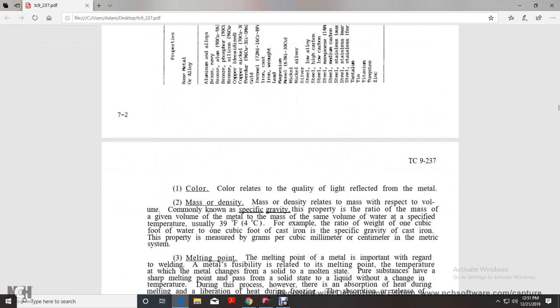Color. Color relates to the quality of light reflected from the metal. Mass density. Mass density relates to the mass of a given volume of a metal, commonly known as specific gravity, the ratio of the mass of a given volume of the metal to the mass of the same volume of water, specified at a temperature, usually 39 degrees Fahrenheit. For example, the ratio of the weight of 1 cubic foot of water to 1 cubic foot of cast iron gives the specific gravity of cast iron. This property is measured in grams per cubic centimeter in the metric system.